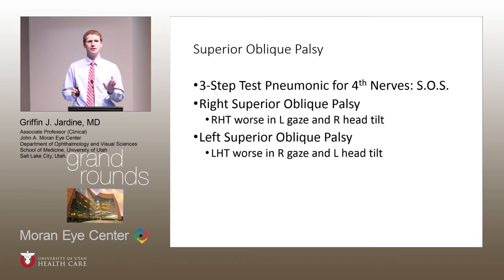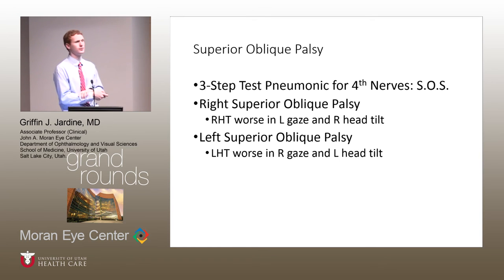Now, the three-step test: if you think about an isolated vertical paretic muscle, the superior rectus, inferior oblique, and inferior rectus are all innervated by the third nerve. So they're just not commonly paretic in isolation. So this test is far and away most useful with the superior oblique palsy. We actually do see isolated paretic muscles of those three, but as you can imagine from a neuroanatomical basis, it's just less common.